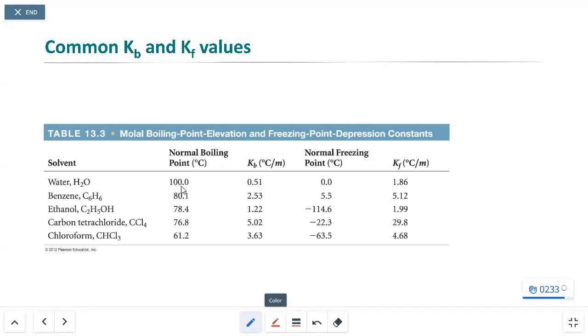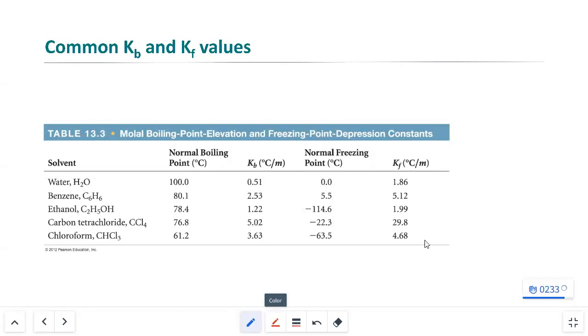So what we can also look at here is a bank of normal boiling points and normal freezing points for the substances, and how much they are affected by the concentration. What we can see is that as the concentration increases, the effect on the temperature is going to be considerable.